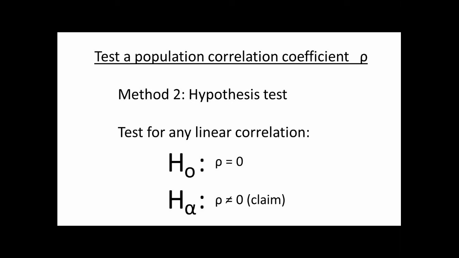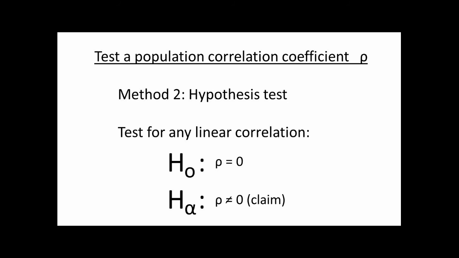We do that by claiming that rho does not equal 0, which means there is a significant correlation. This is our alternative hypothesis, as it does not contain a condition of equality. And H0 becomes rho equals 0, which means there is no significant correlation.